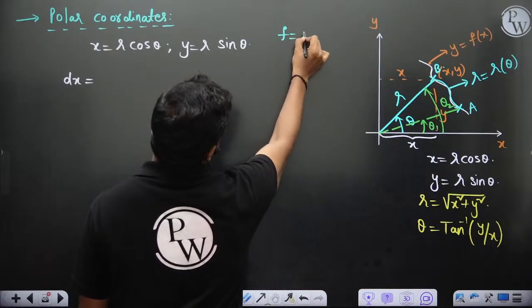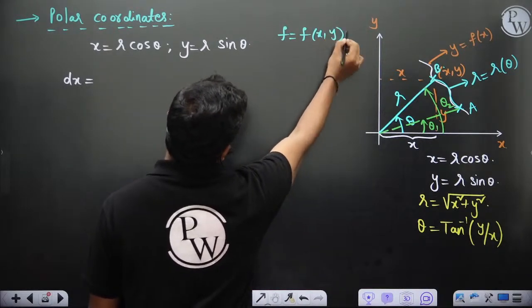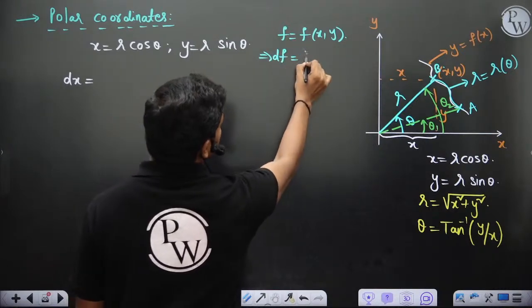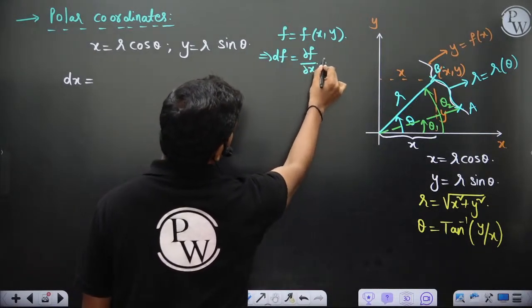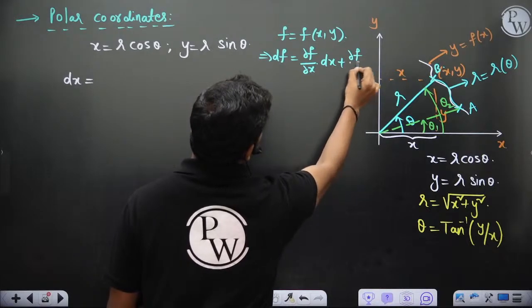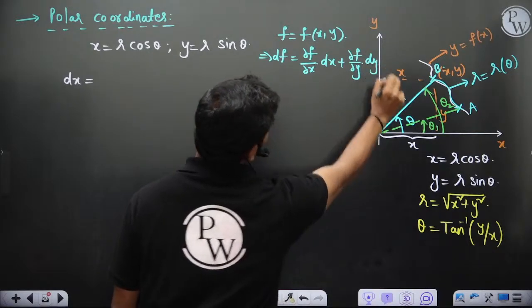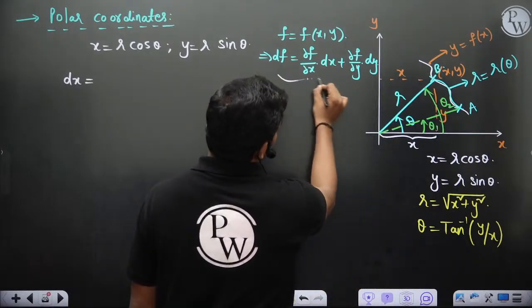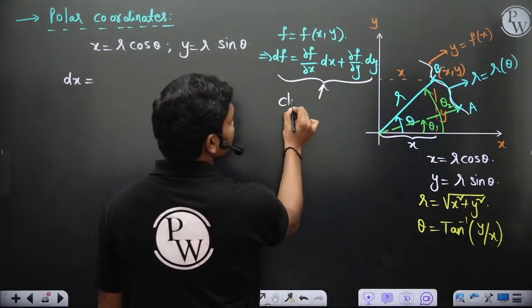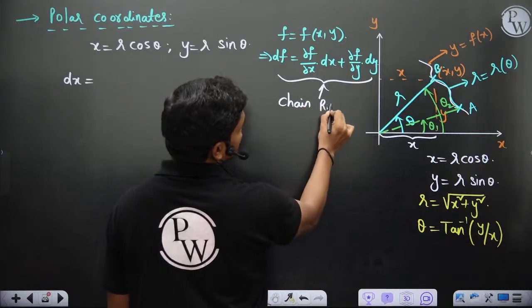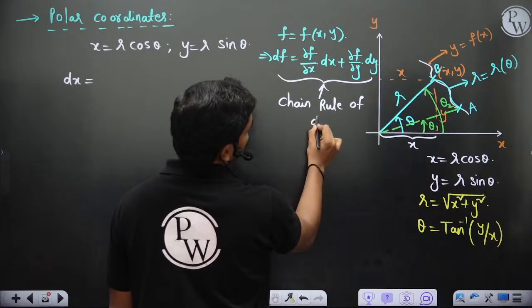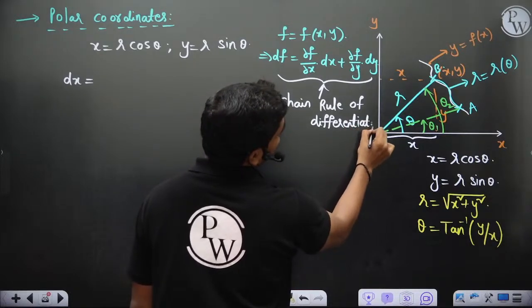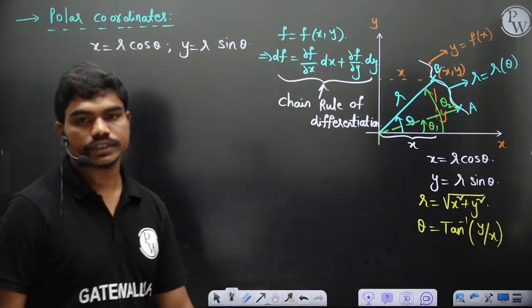But first of all, if f is equal to some function of x comma y, then df, the change in f, is equal to dou f by dou x into dx plus dou f by dou y into dy. This is the chain rule of differentiation, and we'll talk about the physical meaning of this when we get to multivariable calculus, but right now just keep it mathematical.